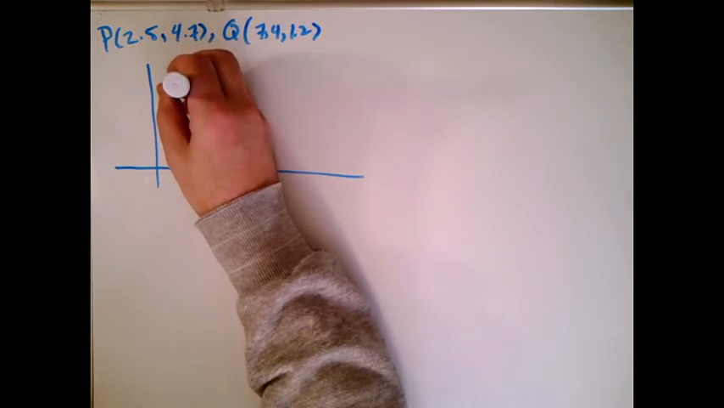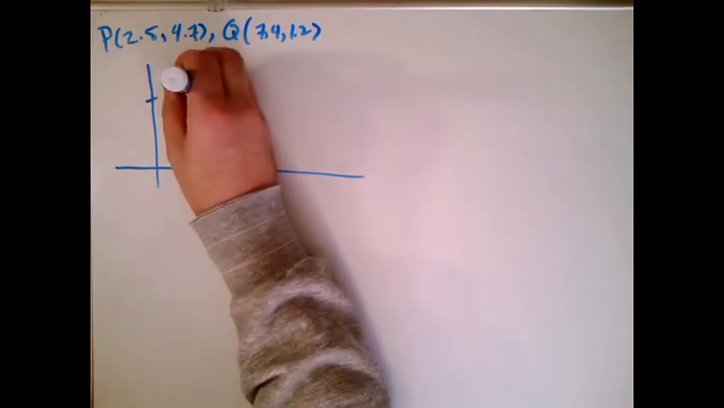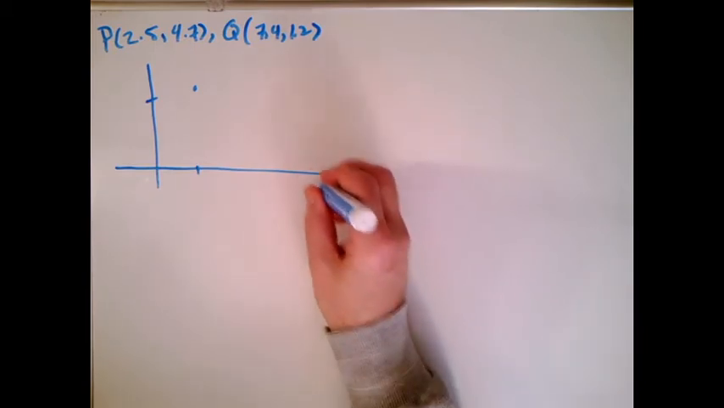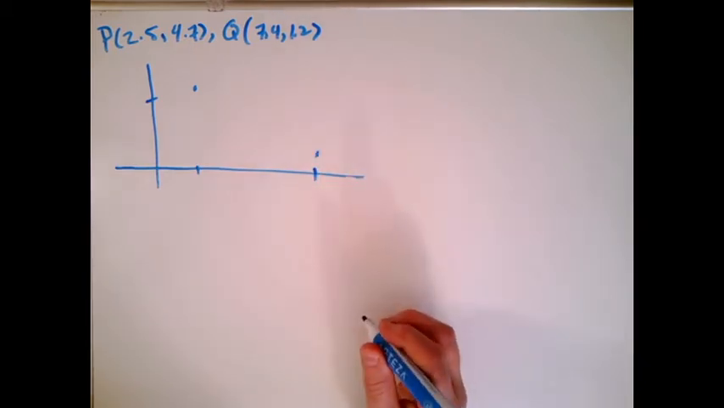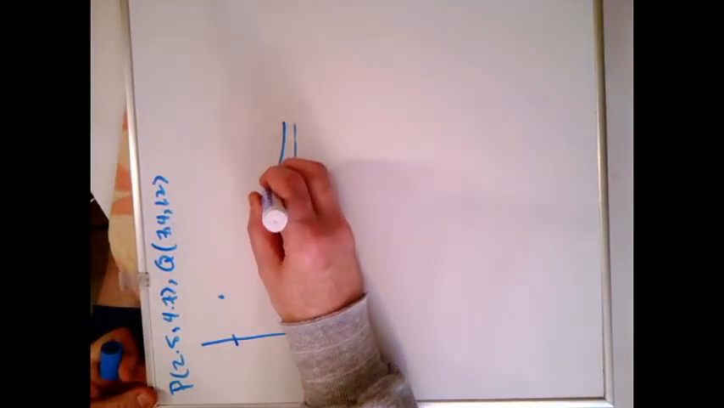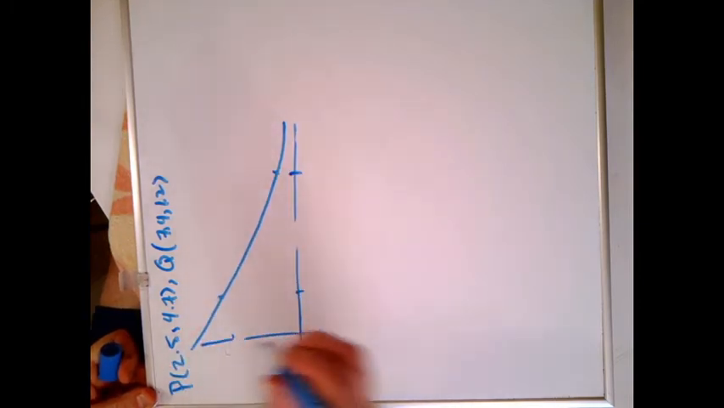P is 2.5, 4.7, about there. This doesn't have to be great at this point. Q, 7.4, 1.2, is way over here and further down. And I want to draw an exponential function through that. This is clearly a decaying exponential function, so I'm just going to draw something that looks like this. Again, it does not have to be fabulous.